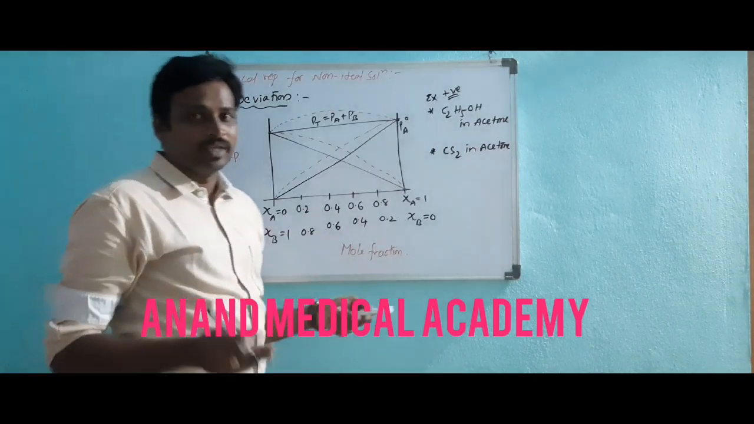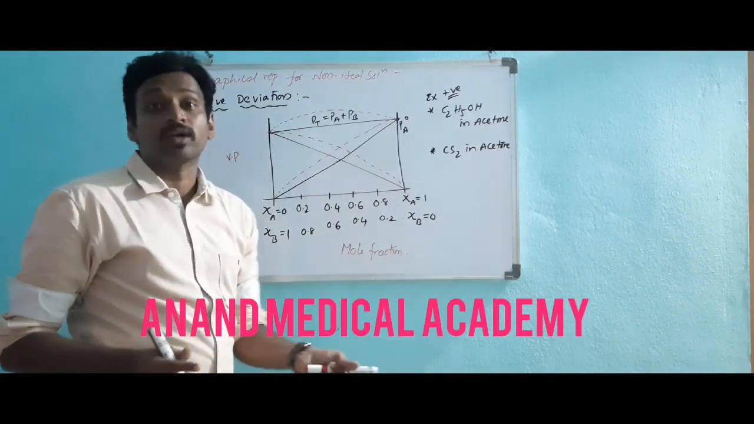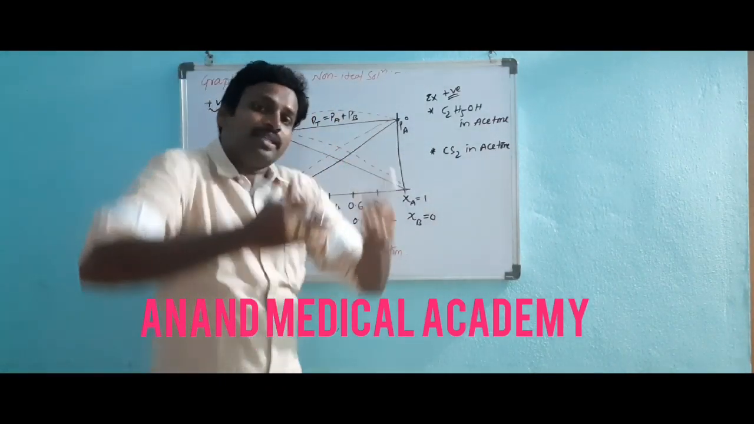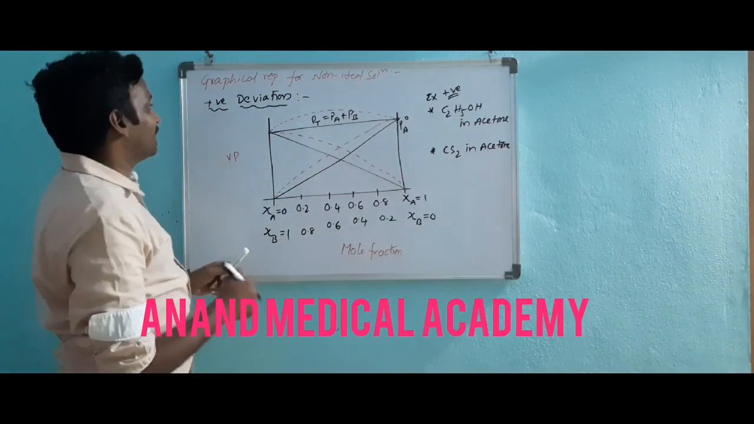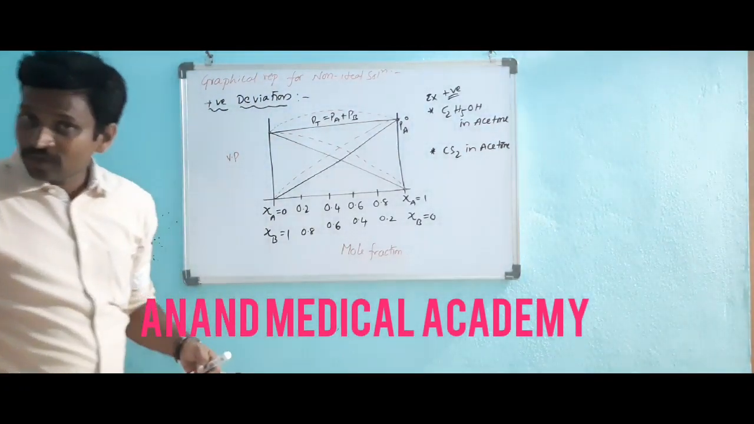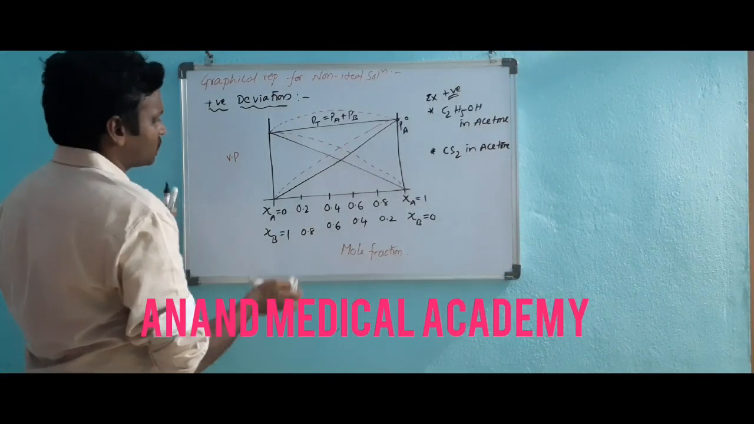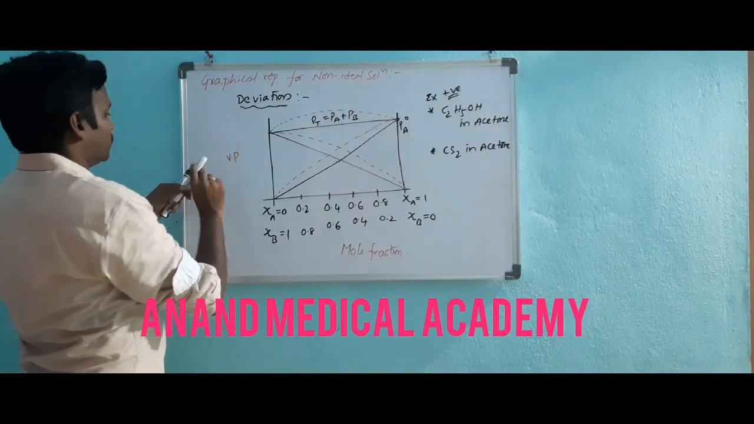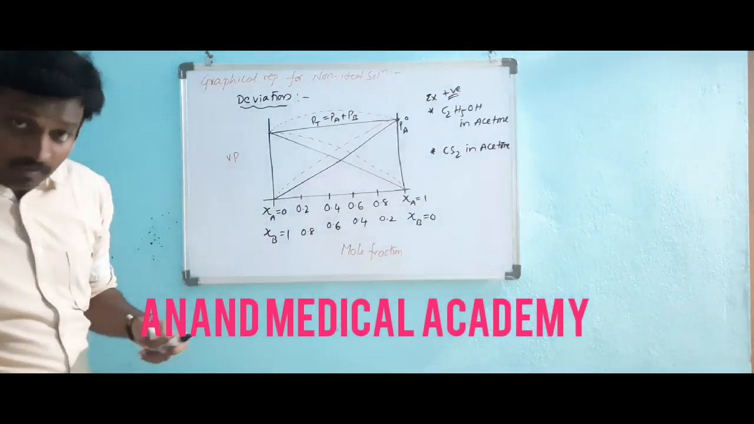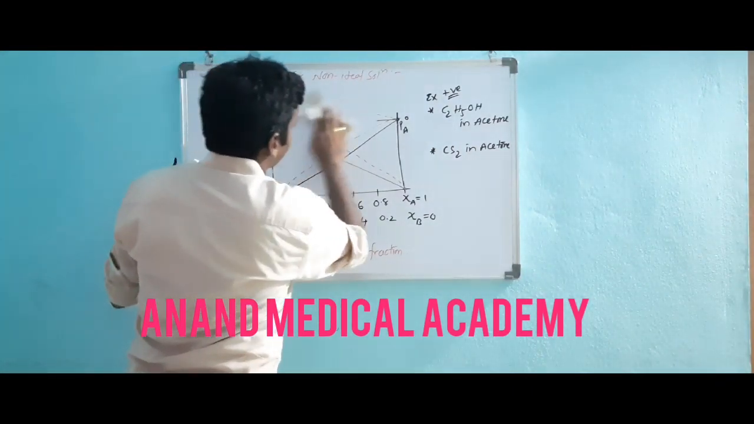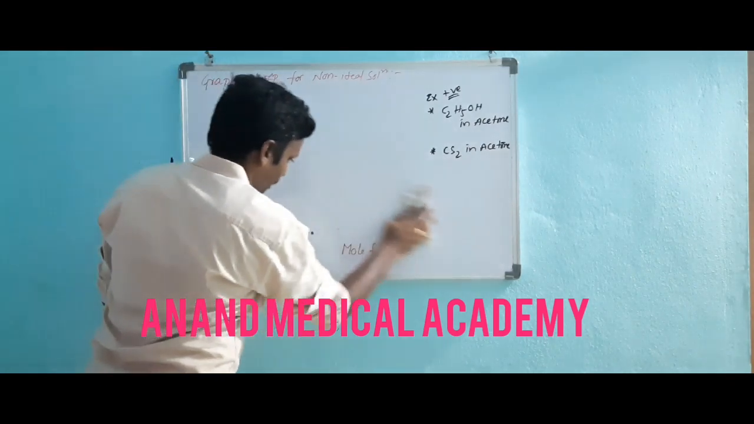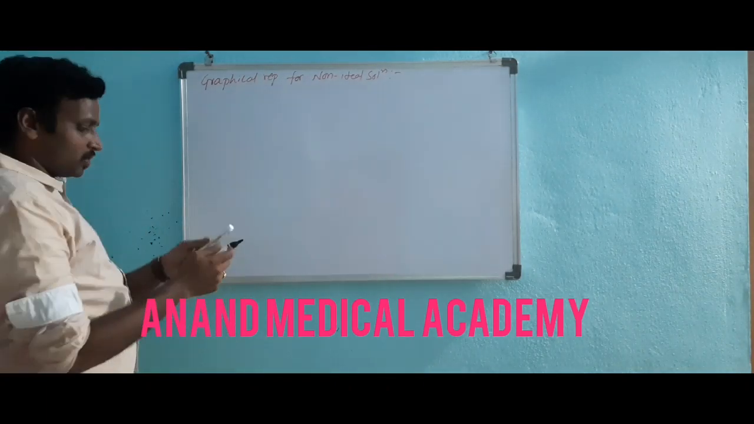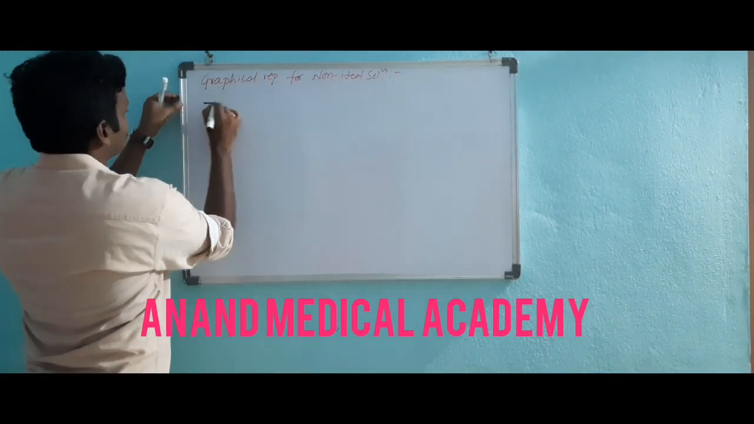Who shows negative deviation? I already gave the example: ethanol in water. They have attraction after combination, so they show negative deviation. So what is the graph for negative deviation? Let's see, same story. I will write here the graphical representation for solutions showing negative deviation.